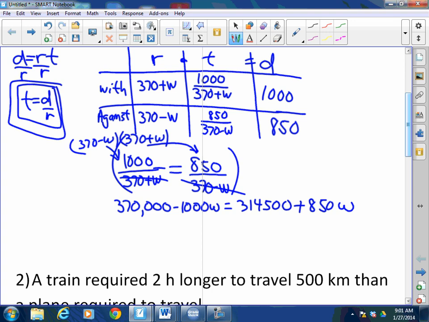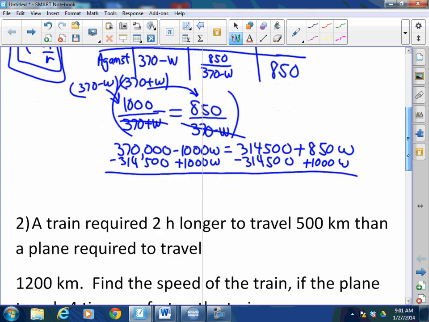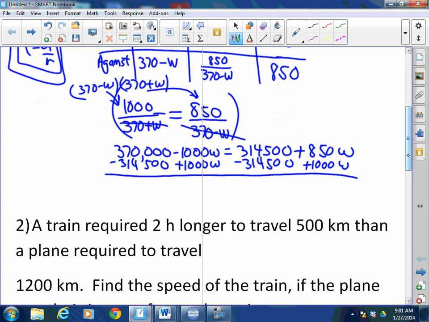So now let's go ahead and subtract 314,500 to both sides. And at the same time, to save some time and space, let's add 1,000 W to both sides. And that is going to give me 370,000 minus 314,500. We got 55,500 is going to equal 1850 W. Divide both sides by 1850.